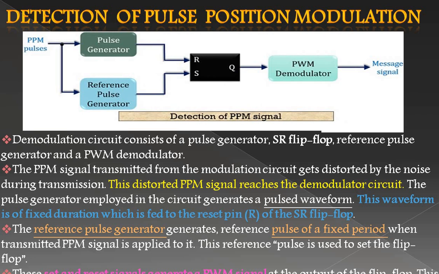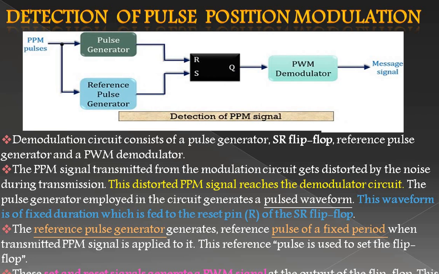So this distorted PPM signal reaches the demodulator circuit, and the pulse generator employed in the circuit generates a pulsed waveform. This waveform is of fixed duration, which is fed to the reset pin of your SR flip-flop. So what we are doing here is generating a pulse. You are using a pulse generator which produces pulses having a fixed duration.